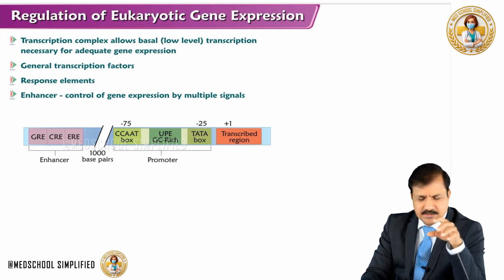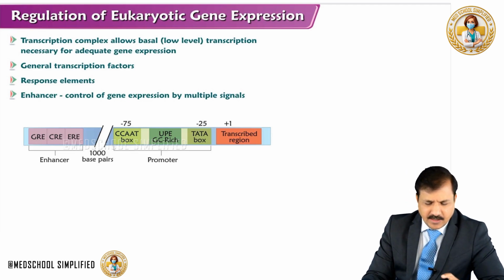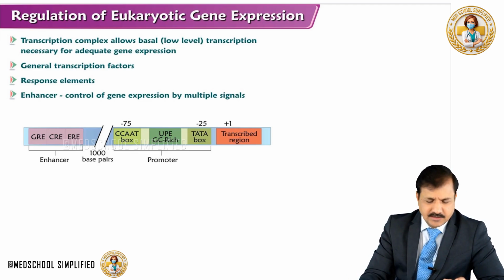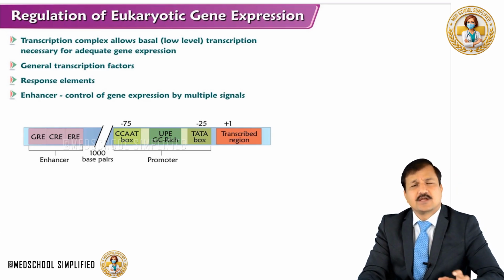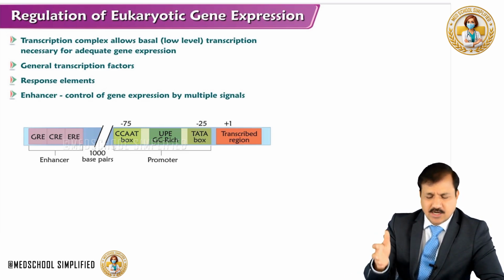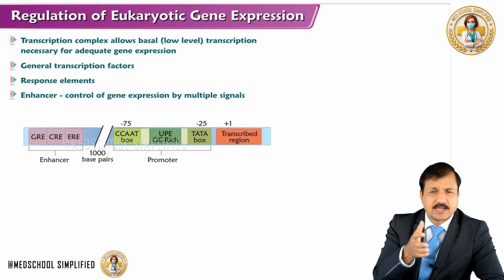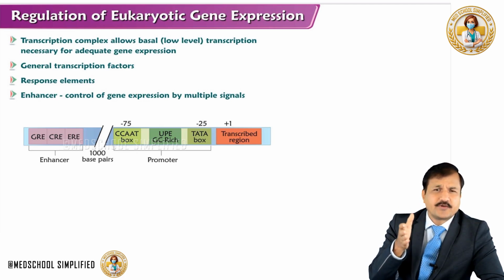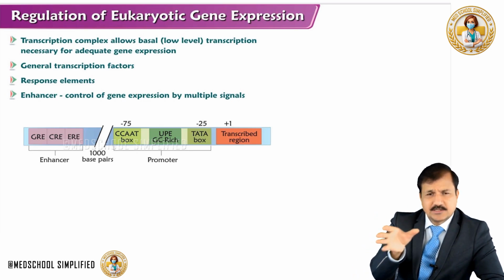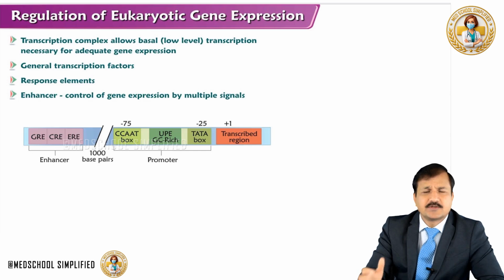And those enhancers are the ones mentioned here in this particular figure, which are 1000 base pairs upstream. It is shown like GRE, CREs, EREs. These are all enhancers, which are basically the response elements. And then of course we have promoters like the TATA box, the GC-rich box, and the CAT box at minus 25 or minus 75, that's the CAT box. And the transcribed region, as you know, is marked with +1 there.